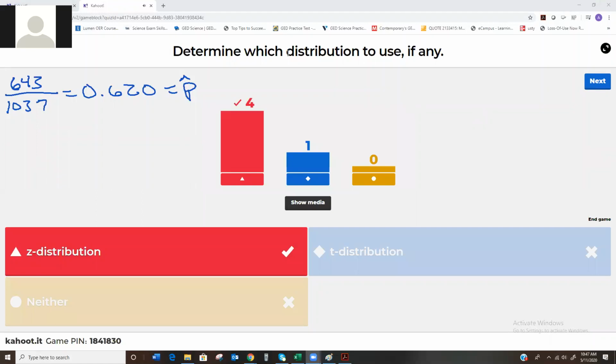Perfect. So if it's a mean and they give us sigma, we use Z. If they only give us S, we use T. That's the only time we use T. And then if it's a proportion, we go back to using Z again. So you're correct. Since it's a proportion, we're going to do the Z distribution. Perfect. Get rid of this or it'll be in the way of the next problem. I think we can leave these up here. It'll be okay.